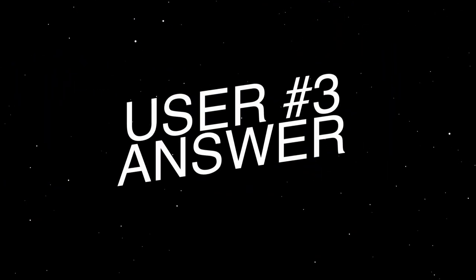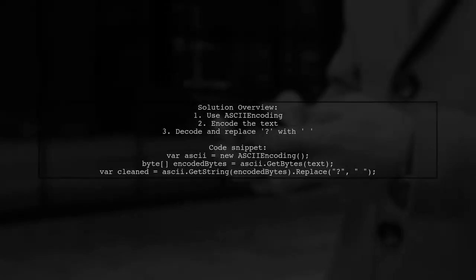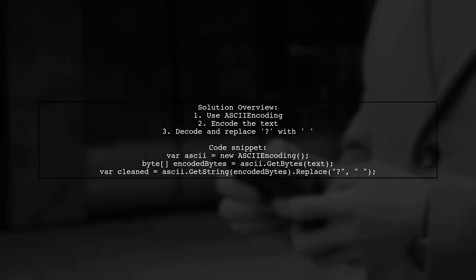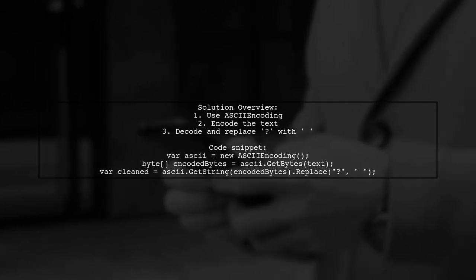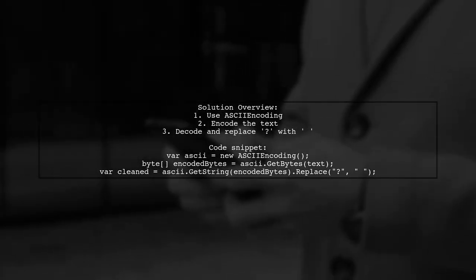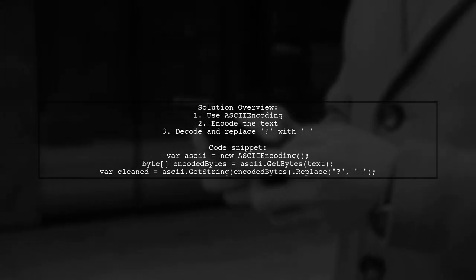Let's now look at another user-suggested answer. To replace the Unicode character with a space, you can use ASCII encoding in your code. First, encode the text to ASCII, then decode it back, and replace any question marks with spaces.